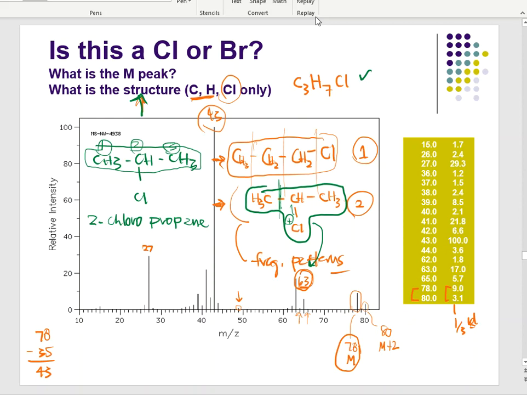So this is just another example. There's plenty more to come. But in the next one, we'll talk about a different fragmentation pattern. Alkyl halides are not the only ones that we'll see. We can also look at other common fragmentation patterns with various functional groups. And we'll talk about the next one in the other upcoming video.